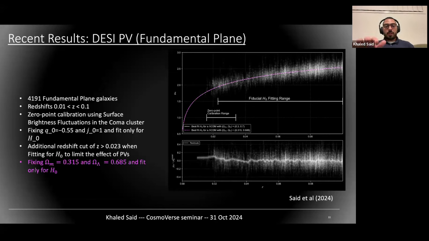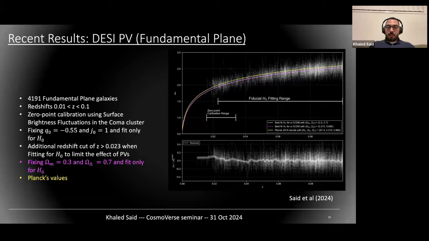Okay, so what happens if, instead of fixing q0 and j0, basically Omega_m and Omega_lambda, to 0.3 and 0.7, we take the values from Planck for Omega_m and Omega_lambda? We see no change at all. That's what this purple curve gives you. If we use Planck's values for Omega_m and Omega_lambda, we still get the same H0, which is about 76.